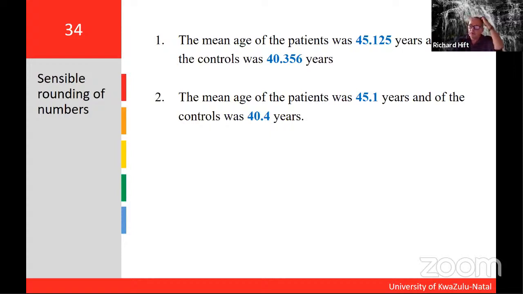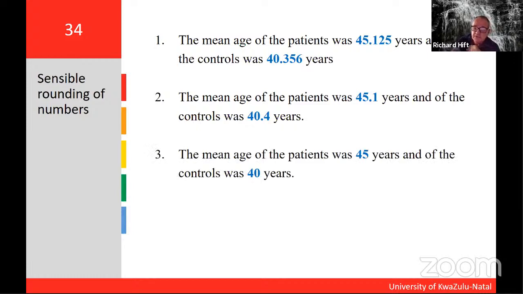And then the second point is, it's also incredibly more difficult for your reader to make sense. I've talked some time back about information overload and the limits of the working memory. Well, there's no way the working memory can make sense of all those digits. The next line is so much easier: 45.1 years and 40.4 years. The editors go so far as to say, well, what about 45 and 40?